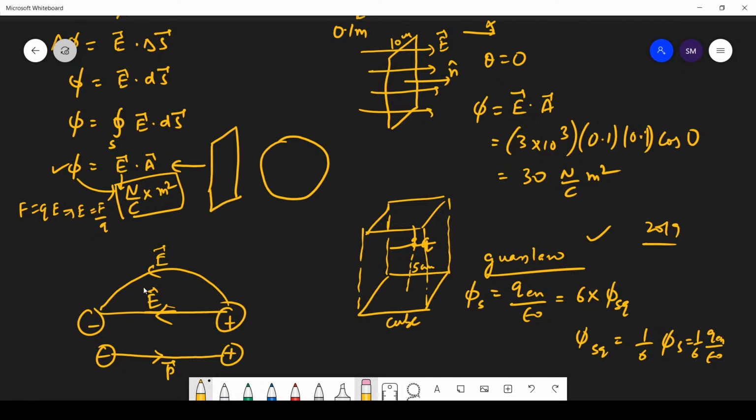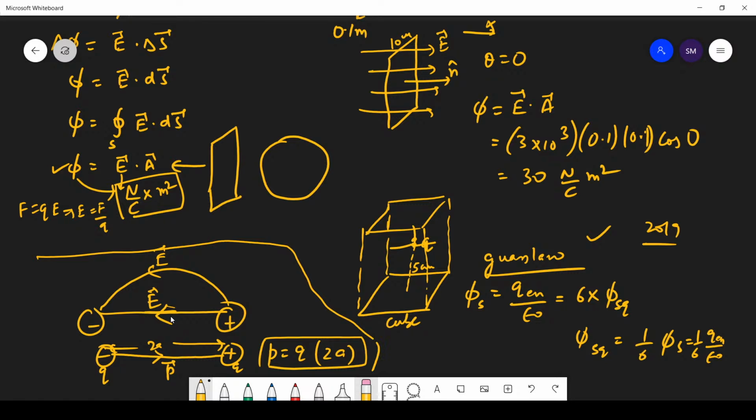This is also a vector quantity, and its magnitude is given by the magnitude of one of the charges times the distance between them, since these charges are equal and opposite. The distance between them we take as 2a. So that is what dipole moment is. Students, just be careful about the direction, opposite to the direction of the electric field.